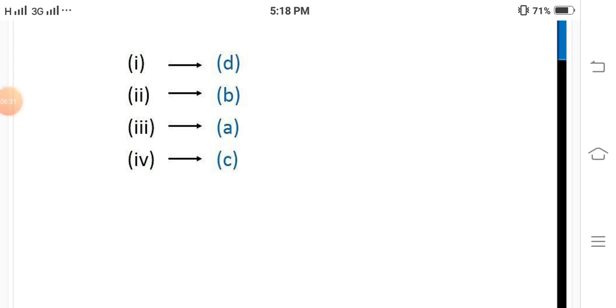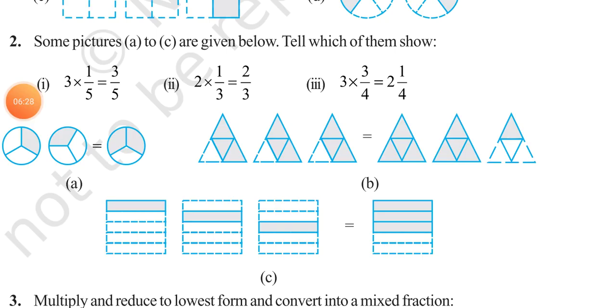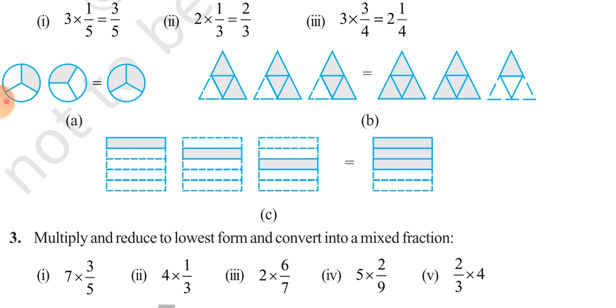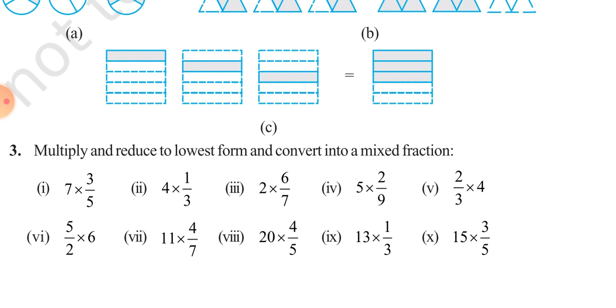So this is your answer of question number 1. Students, question number 2 you will do yourself. Question number 3: multiply and reduce to the lowest form and then convert it into the mixed fraction. You simply have to multiply, then if possible reduce it to the lowest form, then convert it to the mixed fraction.